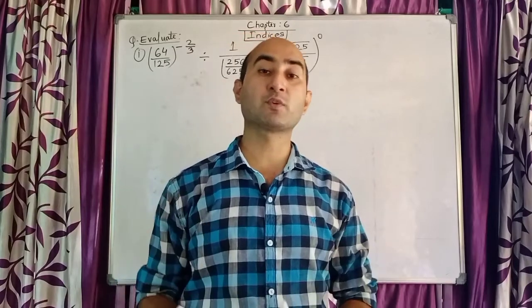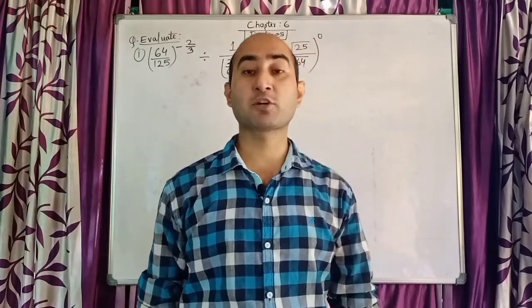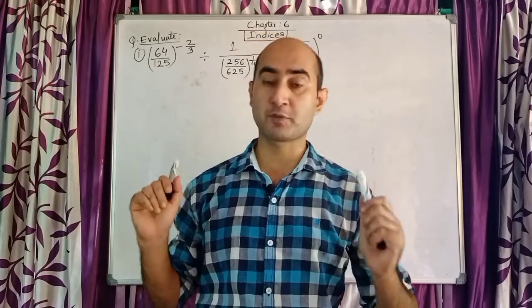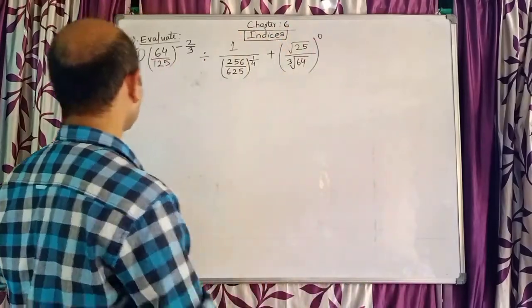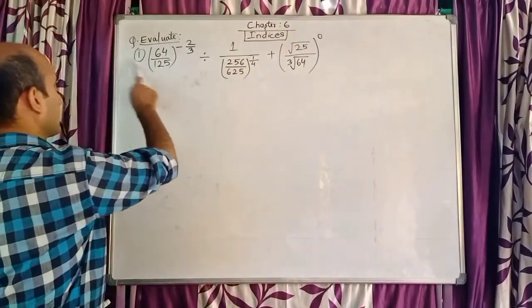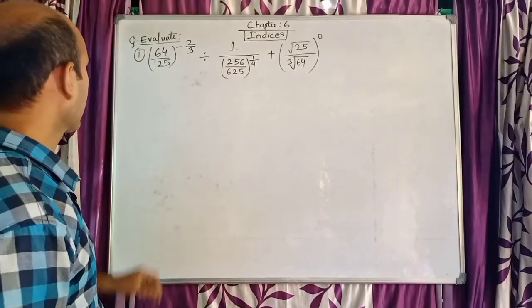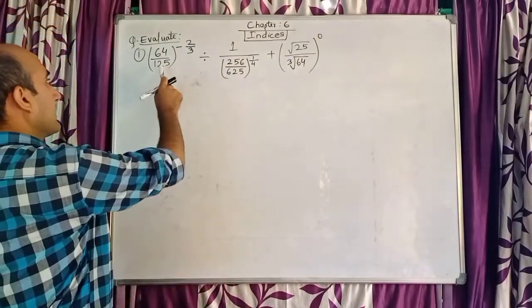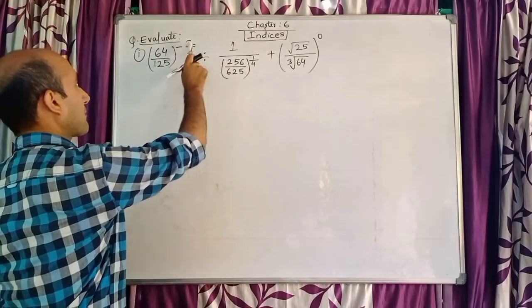Today I have come with a new question. Let us try to find the solution of this question. So here I have a question, children. Evaluate. Question number 1 is (64 by 125) to the power minus 2 by 3.